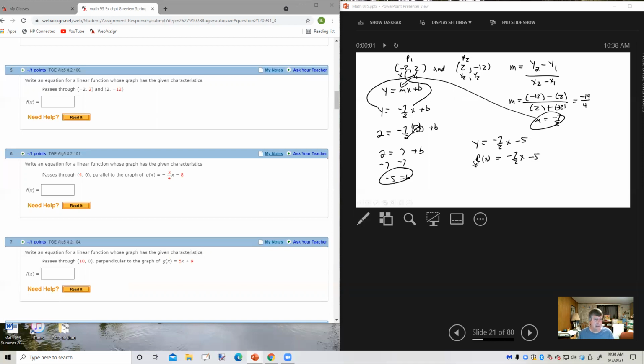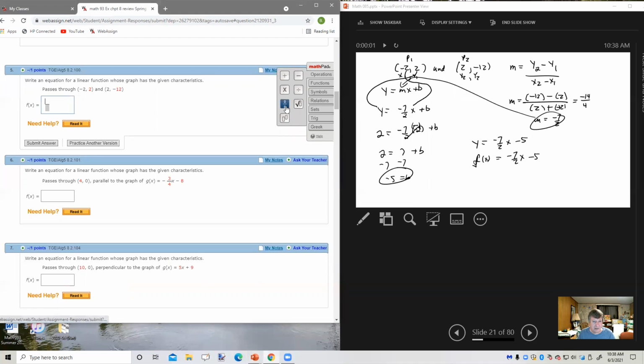So let's put that in. And again, we'll use the fraction key there. So -7/2, move it over, x minus 5.